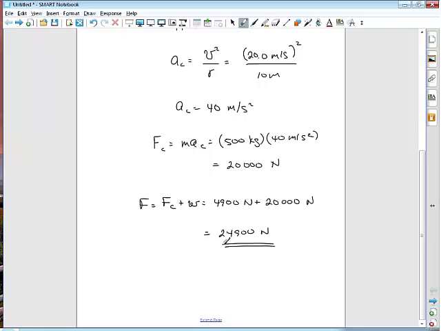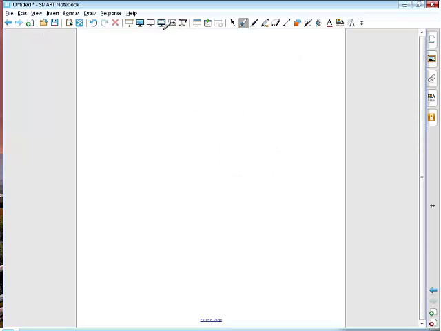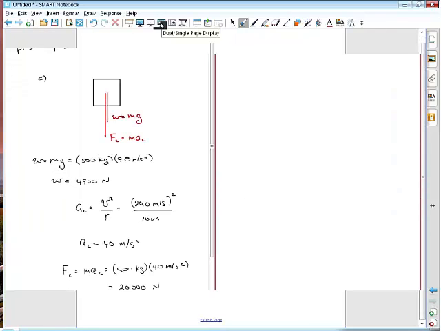Now, the next part, as we go up the hill, the speed is going to go down. And it's probably a good thing, because if we maintained that speed, we probably would actually have it come off the track if that were the case. So let's just add a new page, and let's show both pages.